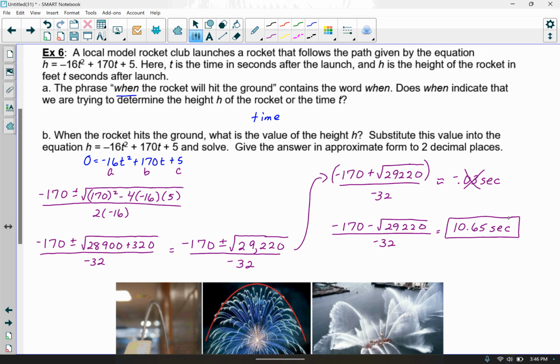Example 7 lets you repeat this process with a different problem, but it's wanting when that droplet is going to hit the ground, and so your height would be equal to 0.